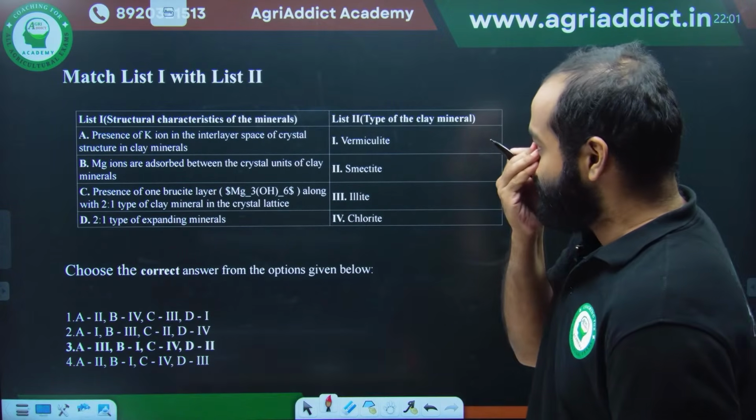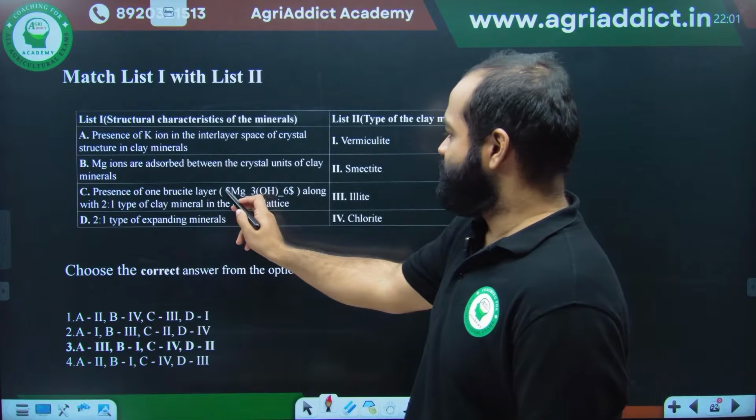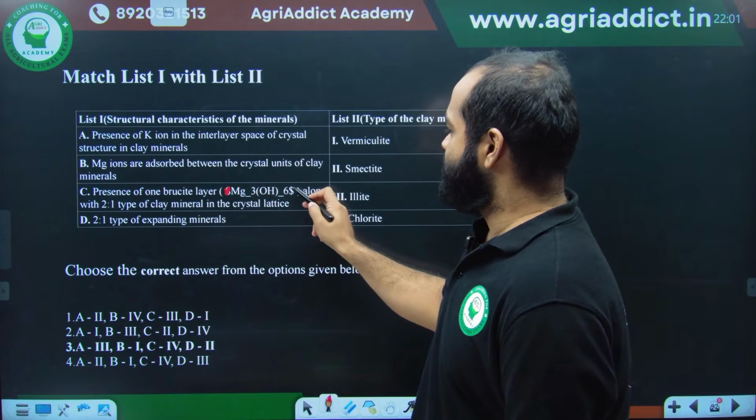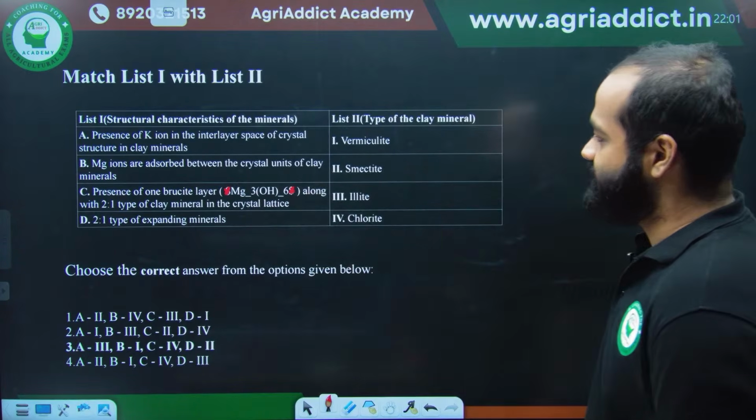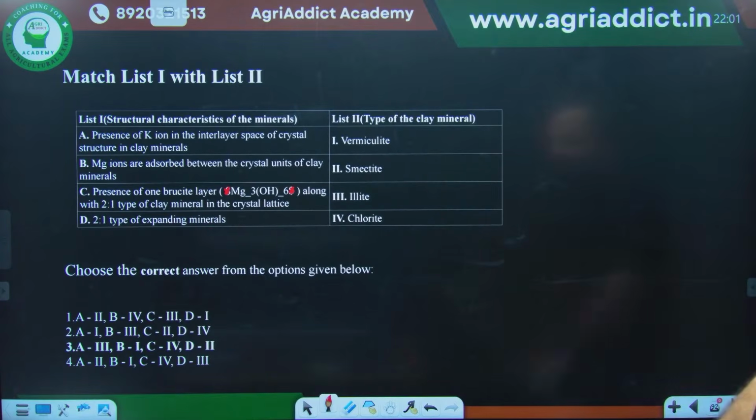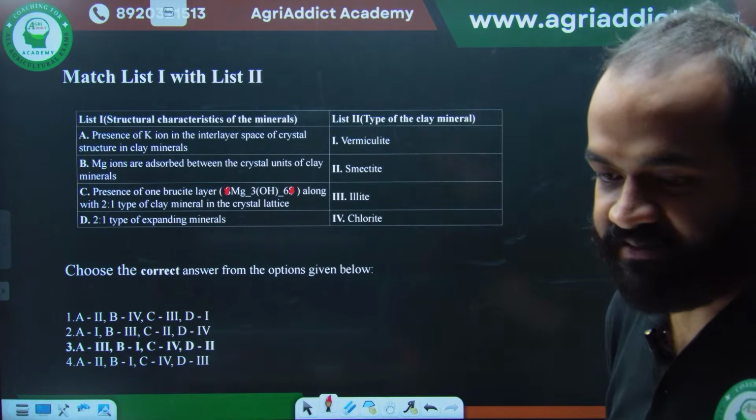Match list 1 with list 2. ये AI से करने के वजह से ये सब थोड़ा सा हुआ है, प्लीज बियर विथ मी, है ना? प्लीज प्लीज प्लीज फास्ट.